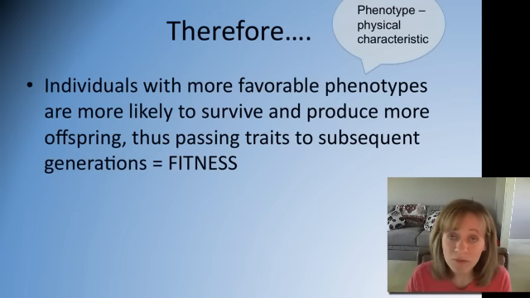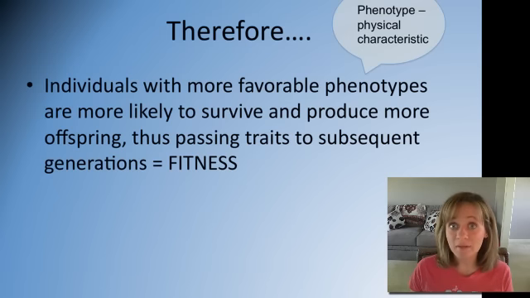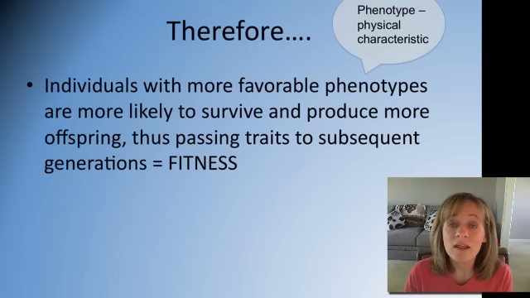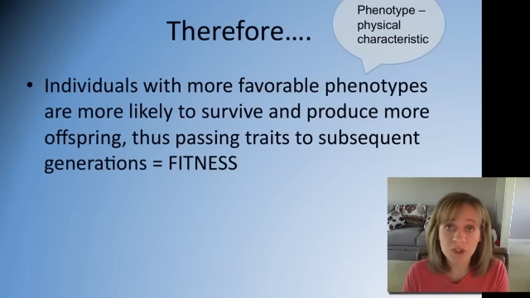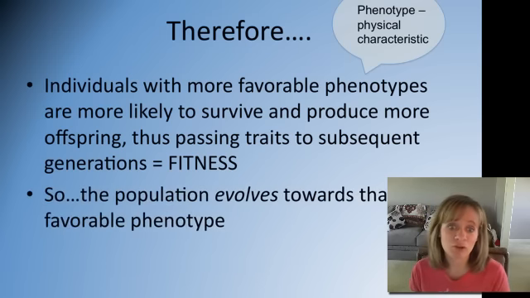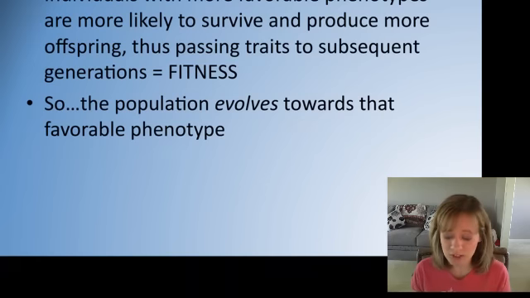Individuals with more favorable phenotypes are more likely to survive, and then they're going to reproduce more offspring, and thus pass on those favorable traits to subsequent generations. This is just fitness. This one word, fitness, encompasses everything I just said. The more fit you are, okay, not muscle building, not exercise, not nutrition, the more fit you are in an evolutionary sense, the more offspring you're going to reproduce that are going to have those favorable traits. And over time, that population will evolve to look like those favorable traits and have those favorable traits. So the population evolves towards that favorable phenotype.